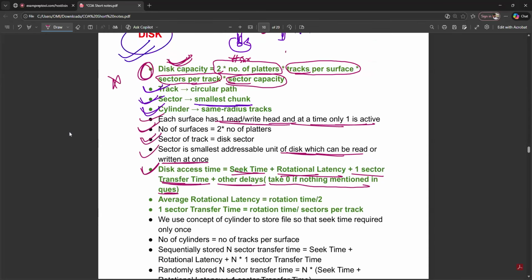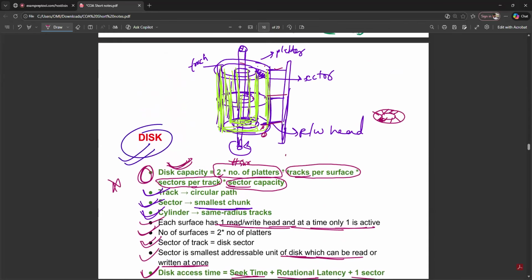So what is the seek time? Seek time means the time taken by the head to move to the particular cylinder. To move to the particular cylinder is called seek time, which means whether to go to this particular track, or this particular track, or this one. That is called seek time, like where to go.